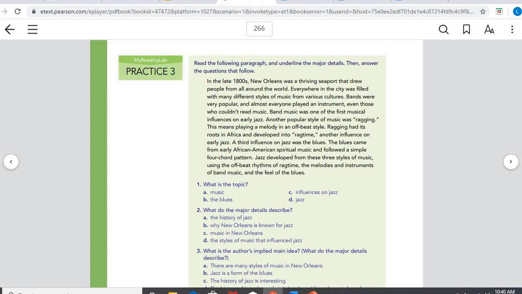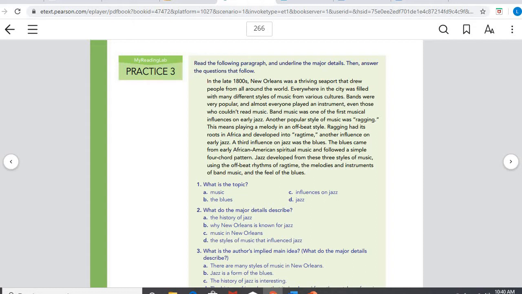In the late 1800s, New Orleans was a thriving seaport that drew people from all around the world. Everywhere in the city was filled with many different styles of music from various cultures. Bands were very popular, and almost everyone played an instrument, even those who couldn't read music. Band music was one of the first musical influences on early jazz. Another popular style of music was ragging. This means playing a melody in an offbeat style. Ragging had its roots in Africa and developed into ragtime, another influence on early jazz.